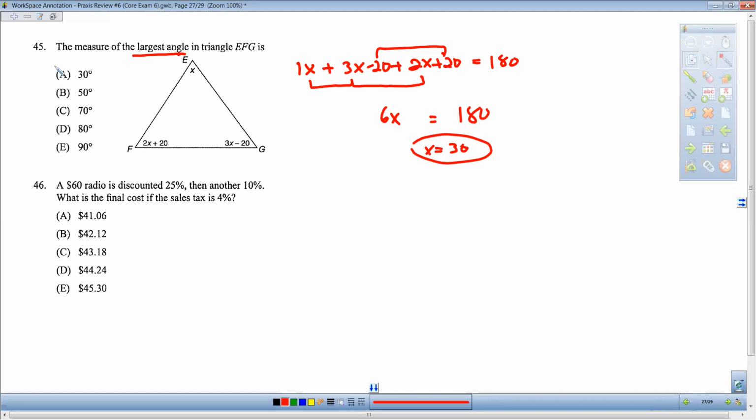Well, notice 30 is an answer. But 30 is what x is. So 30 is this angle measure. Well, now I need to substitute 30 in for here. So 30 times 2 is 60.